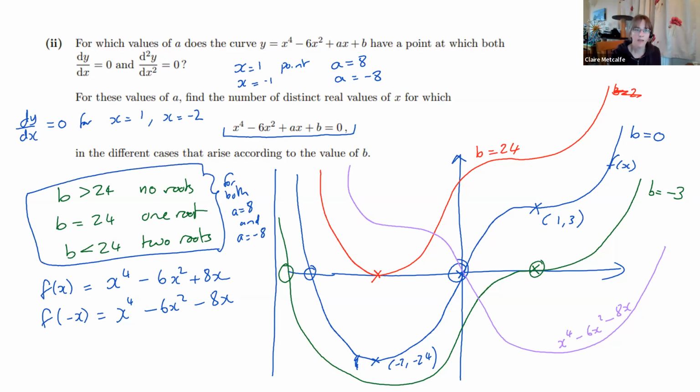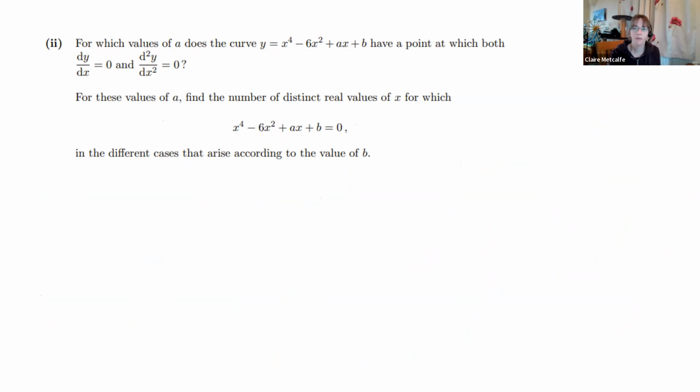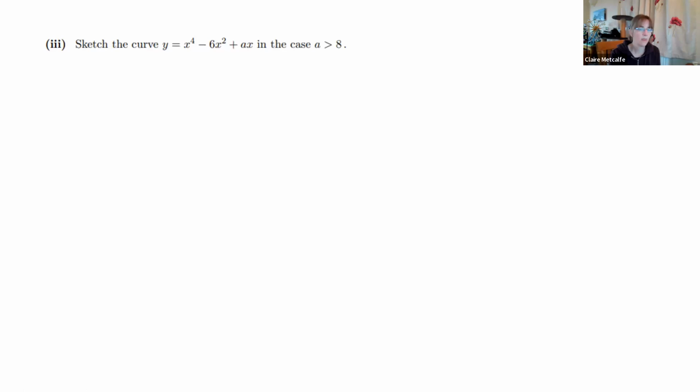Okay, so that's that part of the question done. So let's have a look at the last part. Okay, so for the last part, we want to sketch one curve when a is bigger than 8. So let's start thinking again. We have got y, let's start by differentiating.